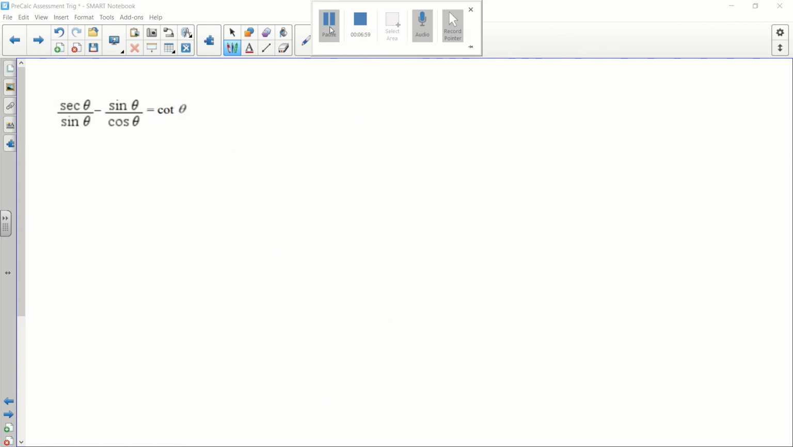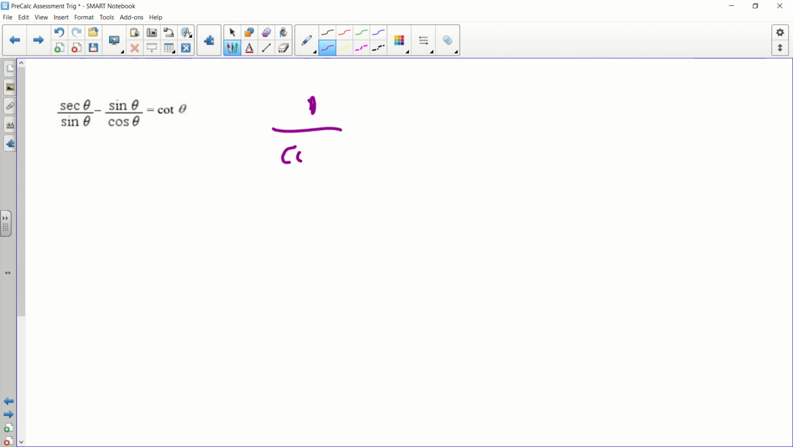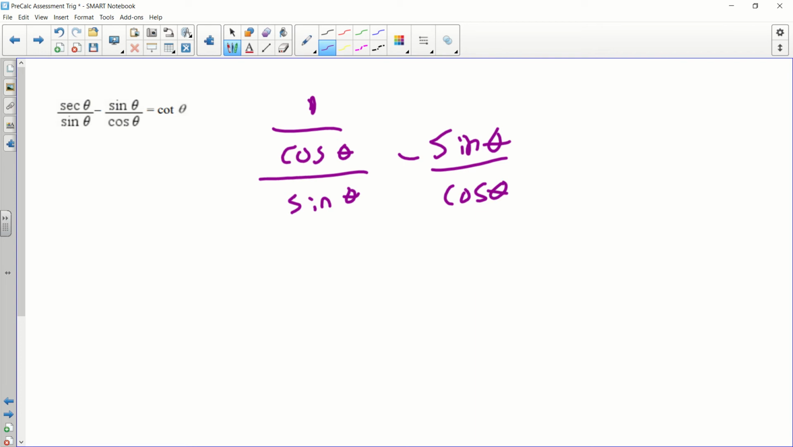Moving on to the third competency, justify and prove. You are verifying that the trig expression on the left is equal to the trig expression on the right. So I'm going to convert everything into sine and cosine. So secant is 1 over cosine. I already have this converted into terms of sine and cosine.